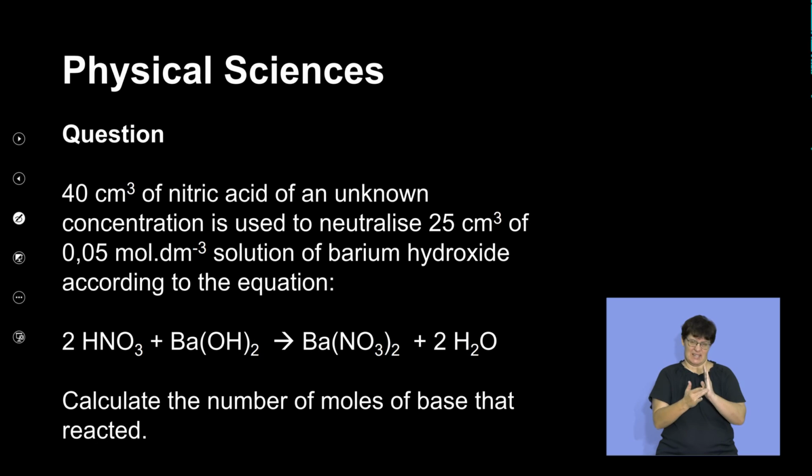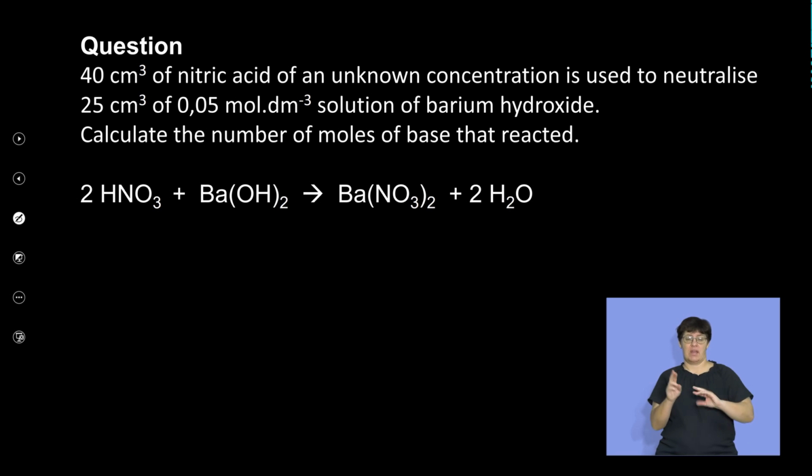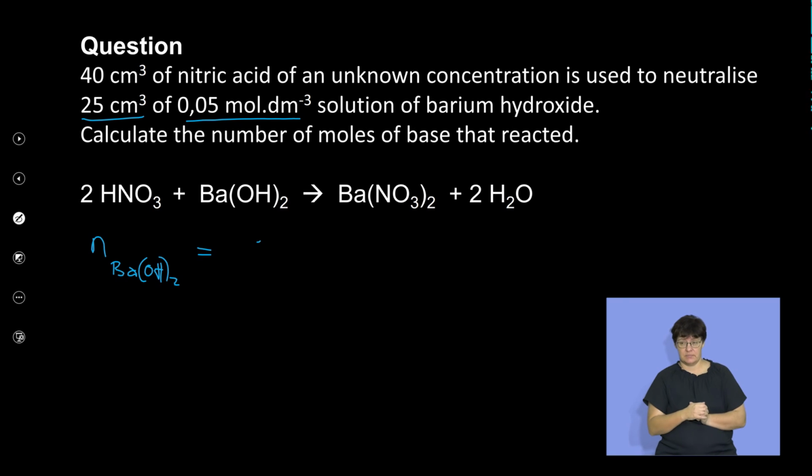So this is about a titration, which is a technique, right? And then the question says, calculate the number of moles of base that reacted. How much volume of the base reacted? 25 cubic centimeters. What is the concentration of the base? 0.05 moles per cubic decimeter. So we want the number of moles of base, which is the number of moles of barium hydroxide, equals concentration multiplied by volume, right? Do we have the concentration? Yes, the concentration is 0.05.